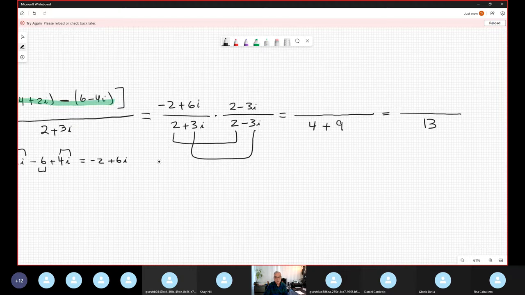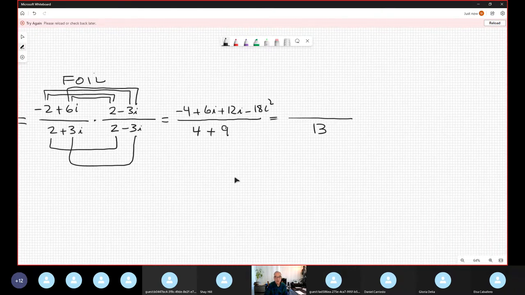Now, in the top part, no shortcut. It's regular FOIL. You multiply minus 2 times 2, minus 4. Minus 2 times minus 3i is positive 6i. 6i times 2 is 12i. And 6i times minus 3i is minus 18i squared. Once more, i squared is negative 1, so this minus 18 i squared becomes positive. So the real part is 14 positive, and the imaginary part is 18.